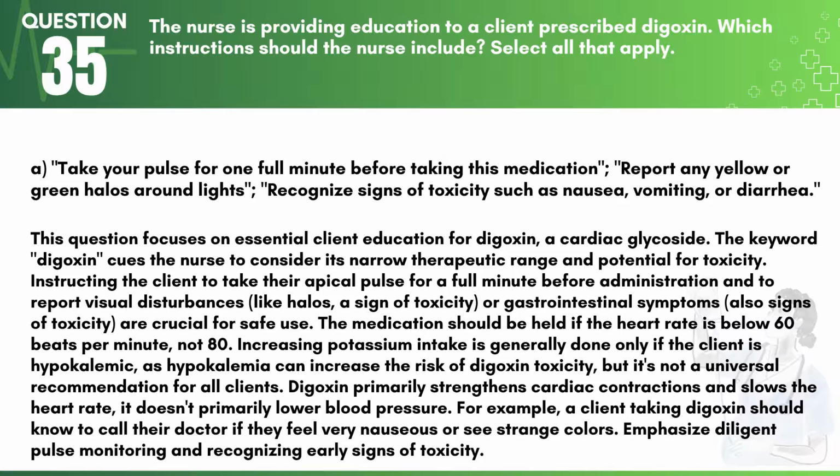The medication should be held if the heart rate is below 60 beats per minute, not 80. Increasing potassium intake is generally done only if the client is hypokalemic, as hypokalemia can increase the risk of digoxin toxicity, but it's not a universal recommendation for all clients. Digoxin primarily strengthens cardiac contractions and slows the heart rate. It doesn't primarily lower blood pressure. For example, a client taking digoxin should know to call their doctor if they feel very nauseous or see strange colors. Emphasize diligent pulse monitoring and recognizing early signs of toxicity.